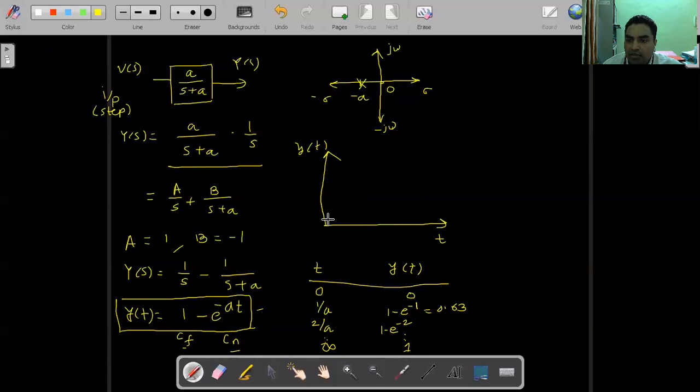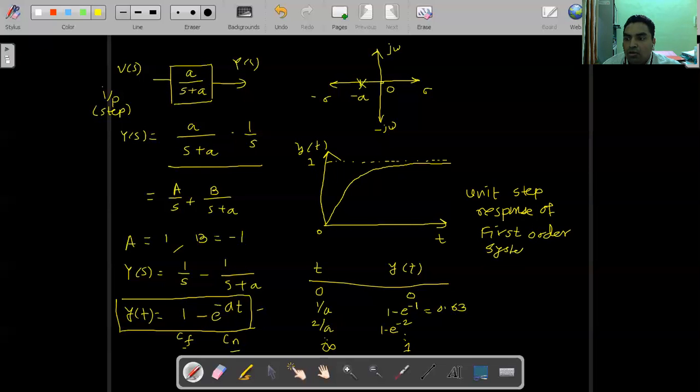So with this, if I plot it, I can get a curve, a response like this. This is 1, 0, and like this. So this is the unit step response of the first order system.